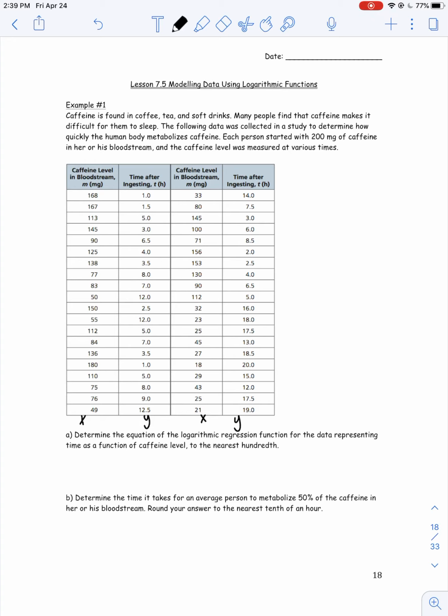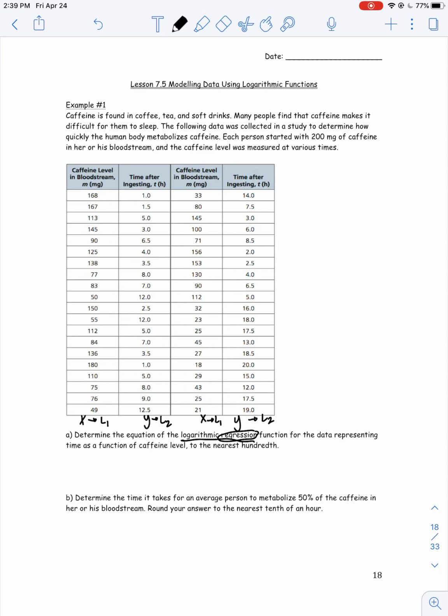So the caffeine level is our X coordinate, which on your calculator, they know it as L1. And your time after ingesting the caffeine is going to be labeled as Y, which is your L2. So we're going to have to enter all those caffeine levels into L1 and all the times after ingesting into L2. So they want the equation of the logarithmic regression.